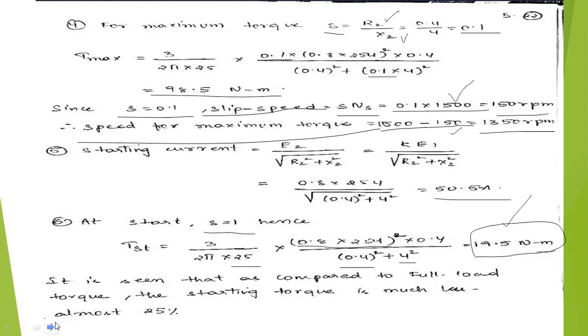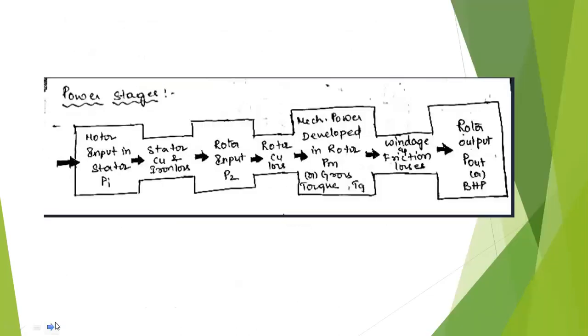Okay, next. These are the problems. Now we will go to the power stages. The motor input in the stator is given an input, that is, in the stator we are giving some input. That input is denoted by P1. So the starting motor input is P1.